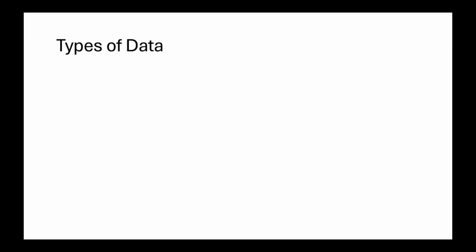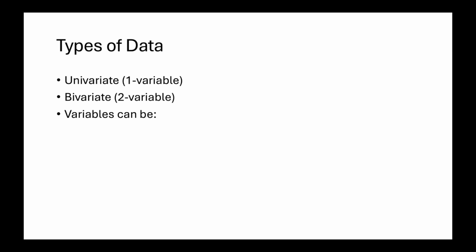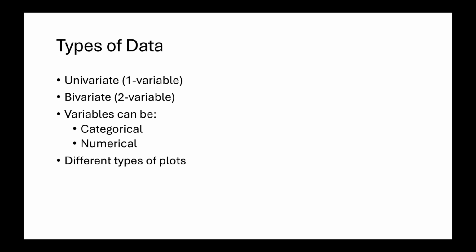Now you hopefully remember there are different types of data in statistics. We have univariate data with only one variable, and bivariate data with two variables. We also can class variables as categorical or numerical. Now, different types of data lend themselves to the different plots. In this video, I will be focusing on numerical univariate data. In subsequent videos, I will be looking at the other kinds of data.